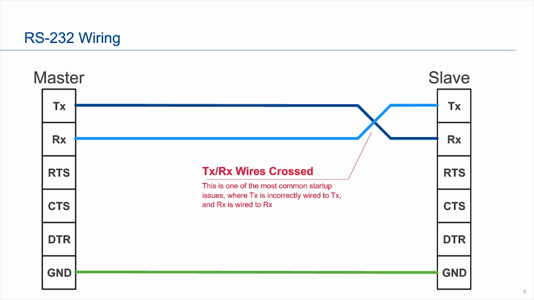And in fact, when I'm doing phone support and people have serial communication problems, after checking that all their baud rates and all the other settings are correct, I say swap the wires and see how you go. And that very often fixes the problem.